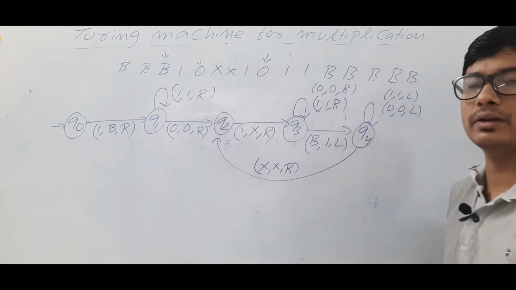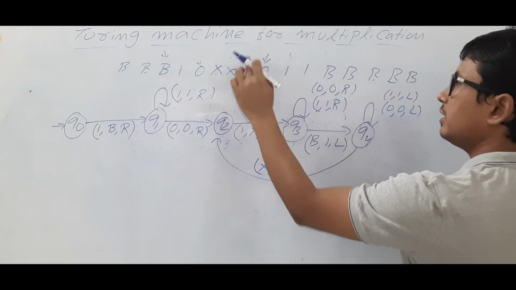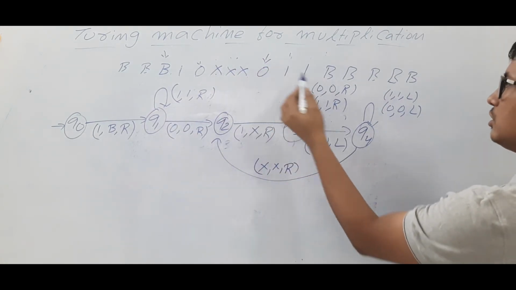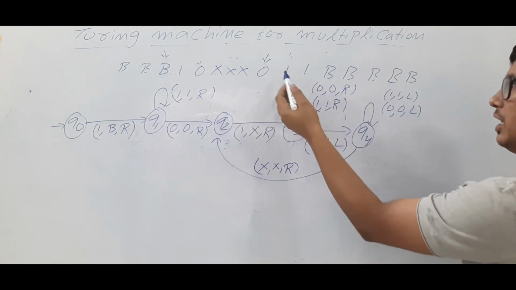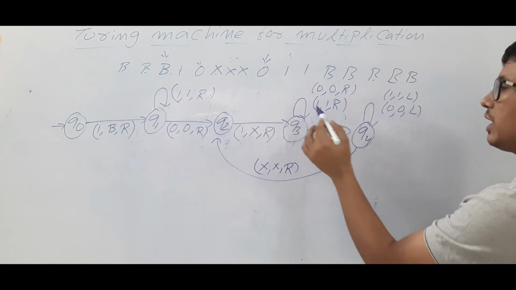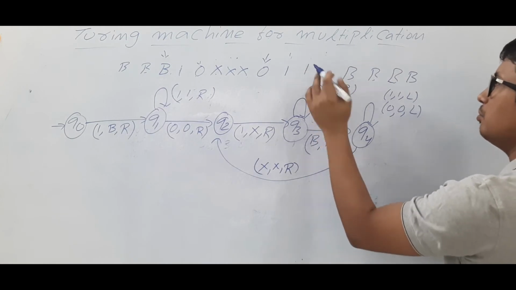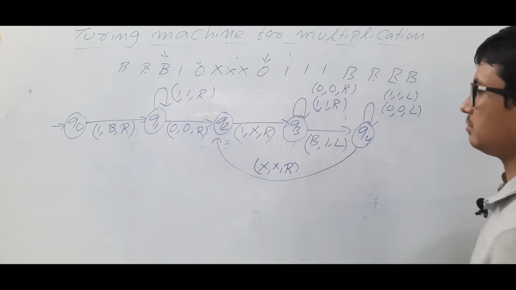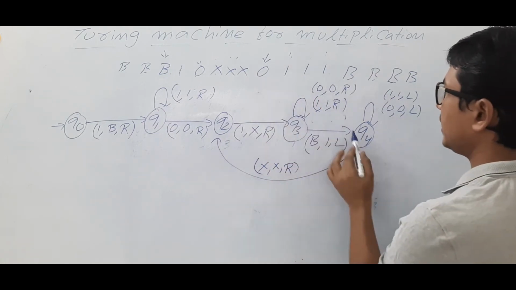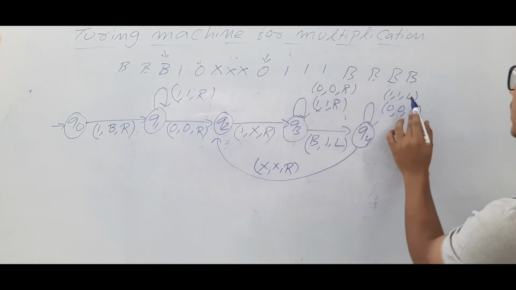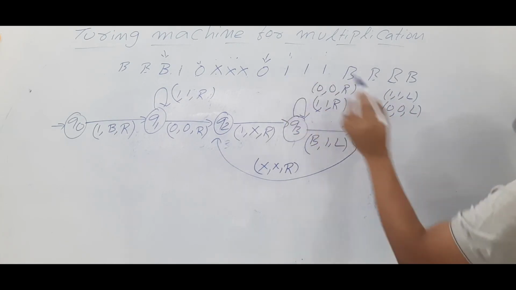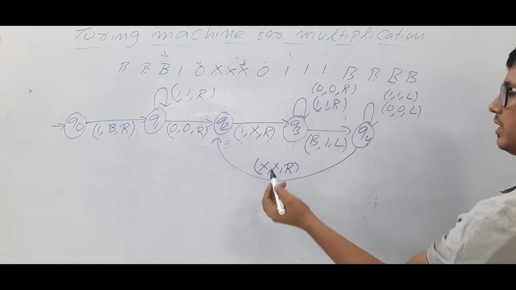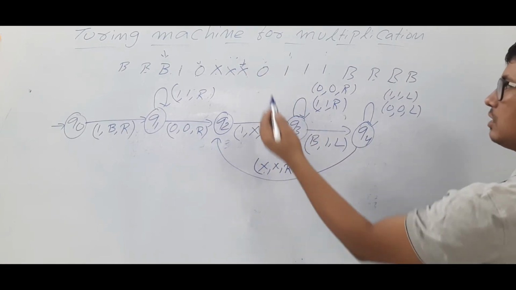Again you got the 1. Are you able to understand? This one again you make it as x, move to the right. If you get a 0, keep it as 0, move to the right. If you get a 1, make it as 1, move to the right. If you get a blank, you make it as a 1, move to the left. I am moving to the left. If I get a 1, make it as 1, move to the left. 0, make it as 0, move to the left. So you are here. You are reading x, keep it as x, move to the right.